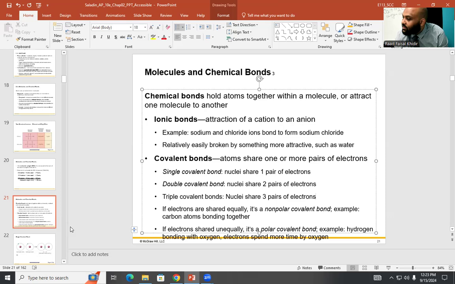I have a question. Yes. So you see how with the covalent bond, you've got the single, the double, the triple. Can it vary? What do you mean? Like, can it be more than that? No, no. That's the max. That's right. That's the max.